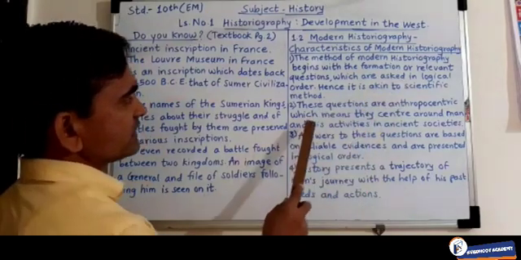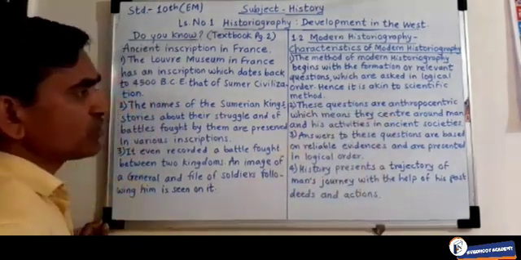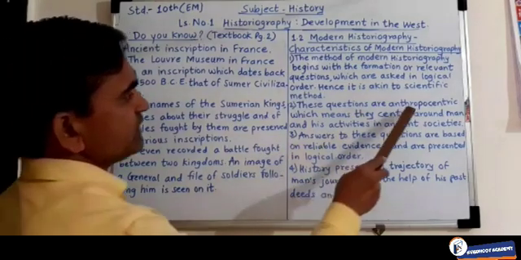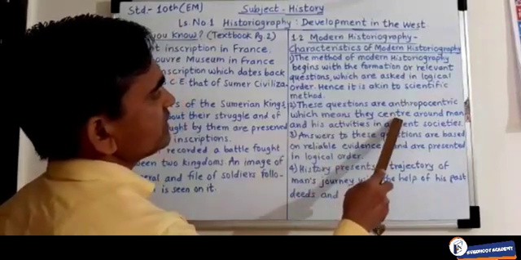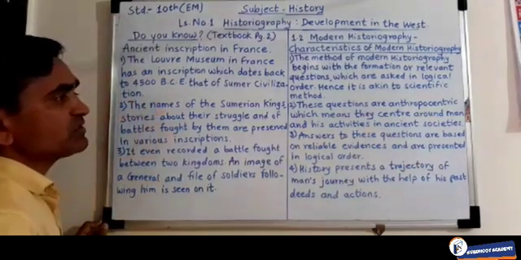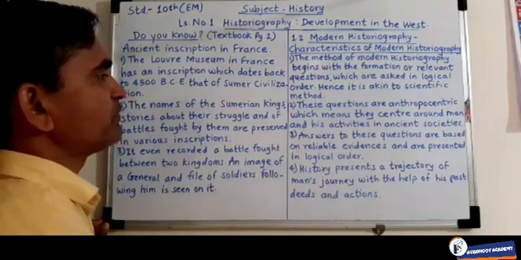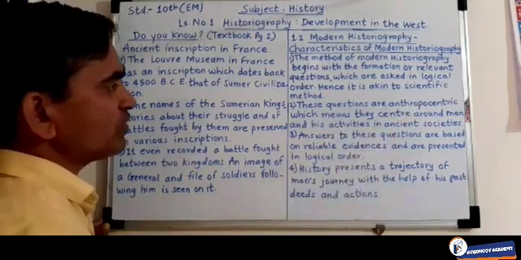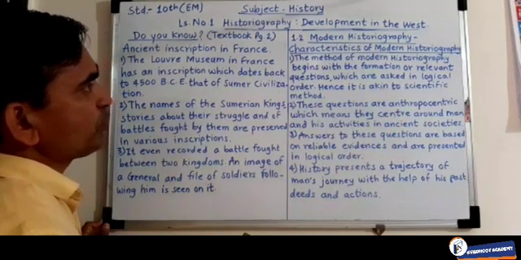Second characteristic, we will see that these questions are anthropocentric. Anthropocentric means regarding human science. These questions are anthropocentric, which means they center around man and his activities in ancient societies. How was man living his life? How were the activities of man in ancient times or ancient societies? These questions are regarding the anthropocentric. So this is also one of the characteristics of modern historiography.